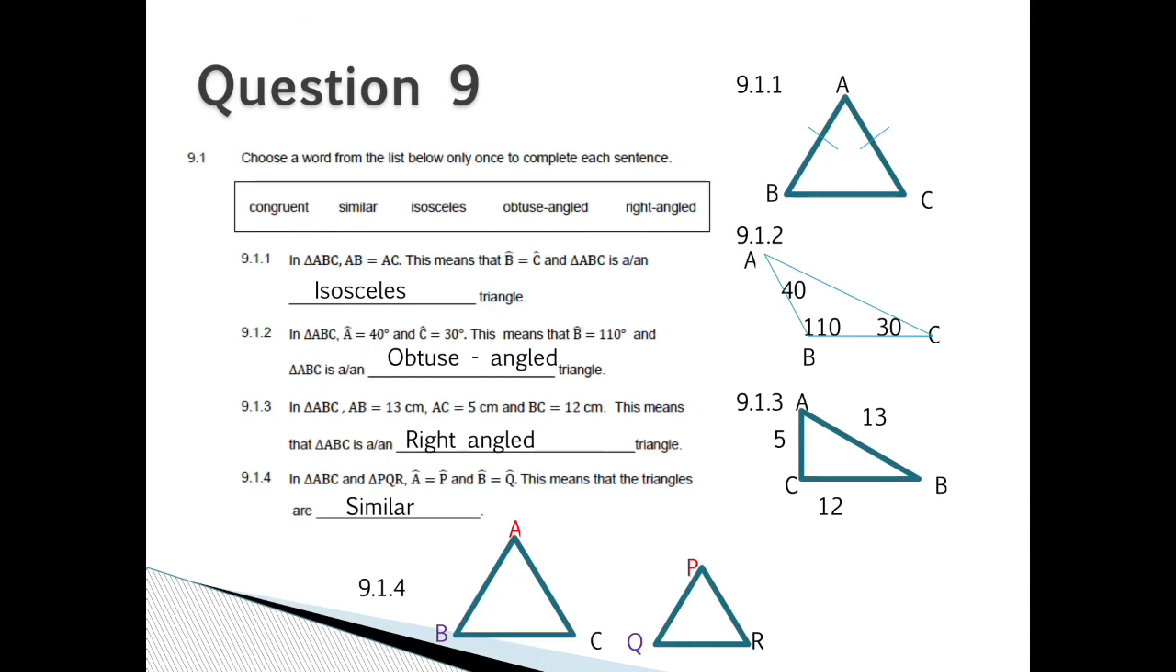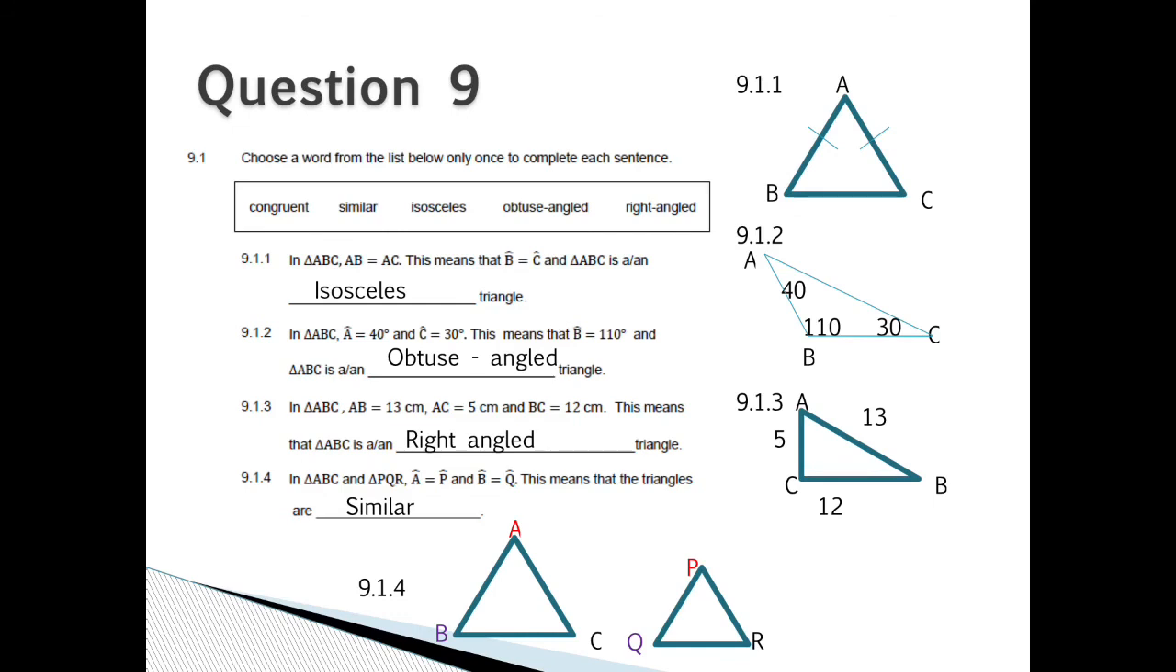9.1.1. Triangle ABC, where AB is equal to AC. This means that angle B is equal to angle C, and the triangle ABC is an isosceles triangle. 9.1.2. In triangle ABC, A is equal to 40 degrees and C is equal to 30 degrees. This means that B is equal to 110 degrees, and triangle ABC is an obtuse angled triangle.